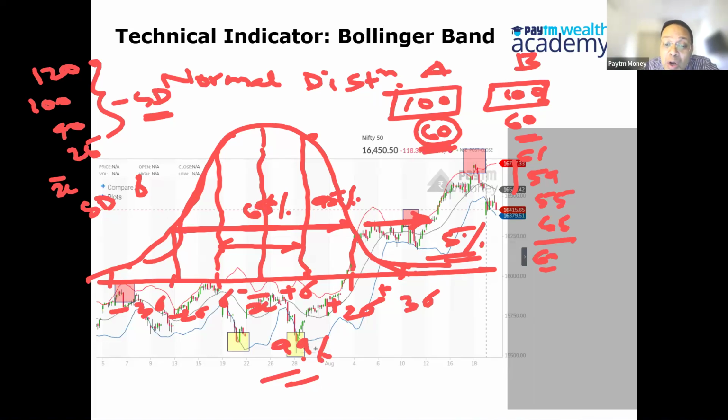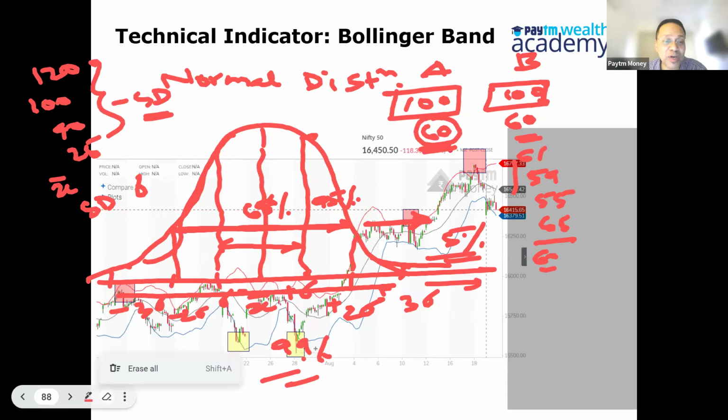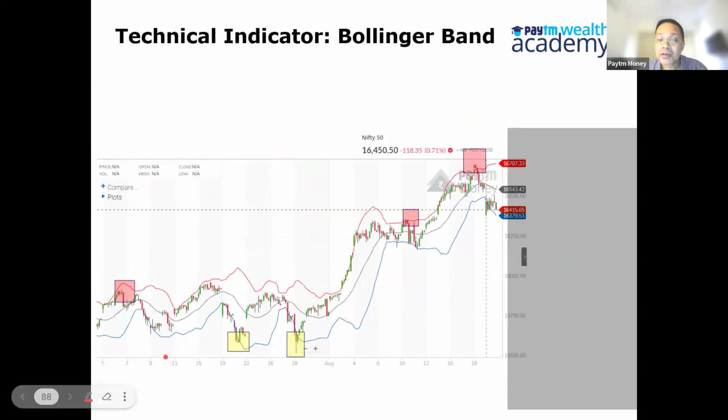So now, if we say that 99% probability that the data is going to be within plus minus three standard deviation, what is the probability that it is going to be outside three standard deviation, guys? Less than 1%. Okay? So all of you understood that. Now let's go and use it in the real chart.